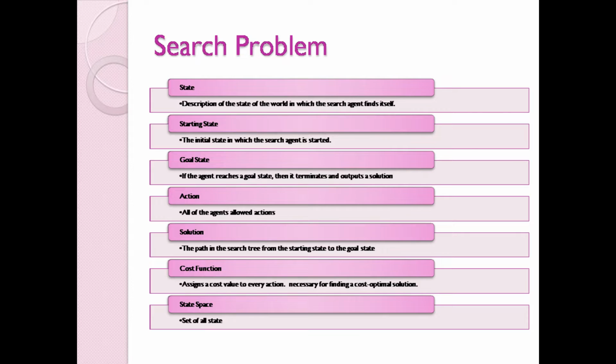Action is all of the agent's allowed actions that can be performed by the agent. Solution is the path in the search tree from the starting state to the goal state. The cost function assigns a cost value to every action, necessary for finding a cost optimal solution. And the state space is the set of all states involved in this problem. So we are going to represent these things for the 8 puzzle problem.